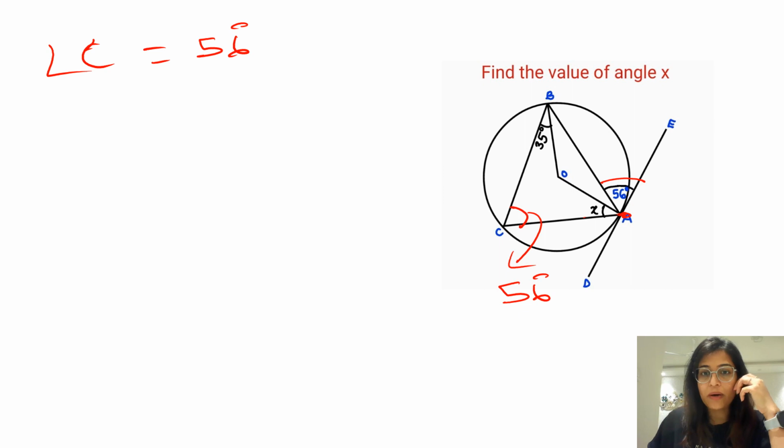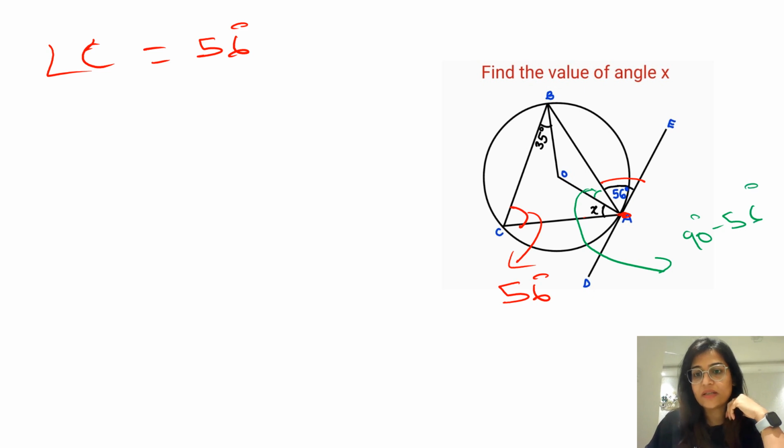Now, this angle is 56 degrees and this entire angle would be 90 degrees, because the radius is always perpendicular to the tangent. So this angle is going to be 90 minus 56 degrees. That is 90 minus 50 is 40, 40 minus 6 is 34 degrees. So this angle is 34.